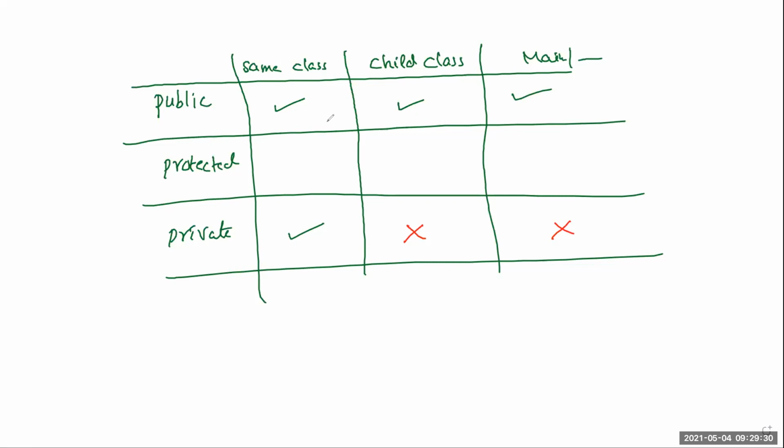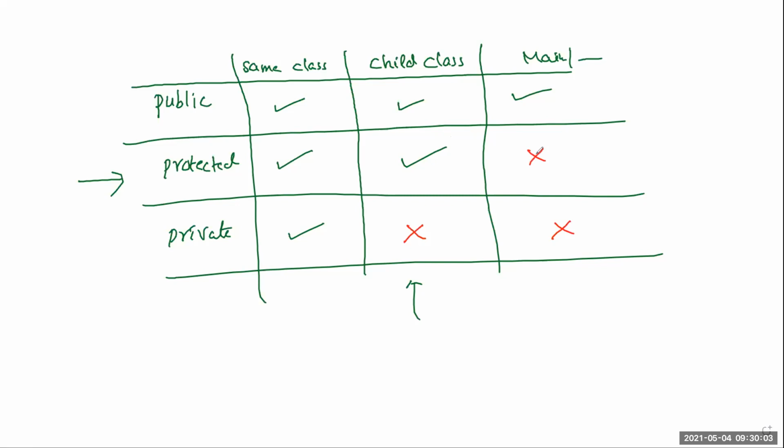Now if something is protected, and why we need it protected? Because of this second column. Because if we make something public, main will also be able to access it. If we make something private, child class will not be able to access. So because of this second column, we had to introduce this new access specifier. So protected is something which same class can access, child class can also access, but main or other classes are not able to access using the dot operator.